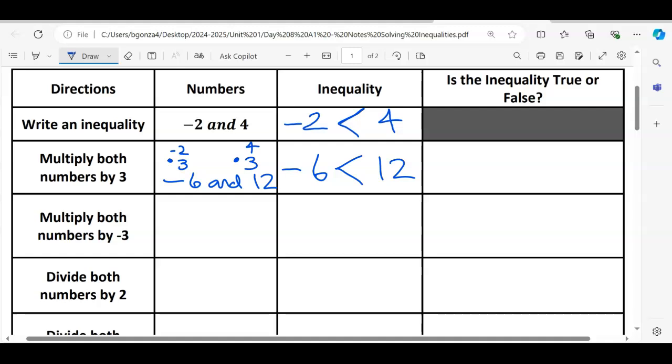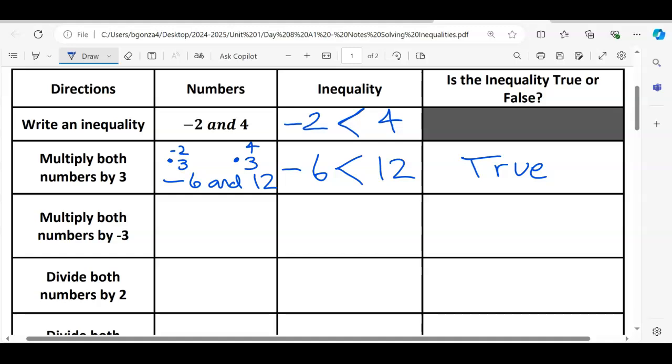off to the right, the third column, or the last column, is it true? Is it still true that -6 is less than 12? What do y'all think? Yes, -6 is less than 12, it's smaller, it's negative, 12 is positive, it's definitely less than, right? So go ahead and write true. It's true.